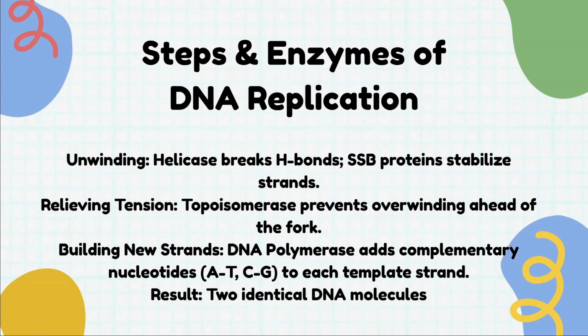Steps in enzyme DNA replication. There's unwinding, where helicase breaks hydrogen bonds, SSB proteins stabilize strands, and topoisomerase relieves tension, preventing overwinding ahead of the fork. Then DNA polymerase adds complementary nucleotides to each template strand. The result is 2 identical DNA molecules.